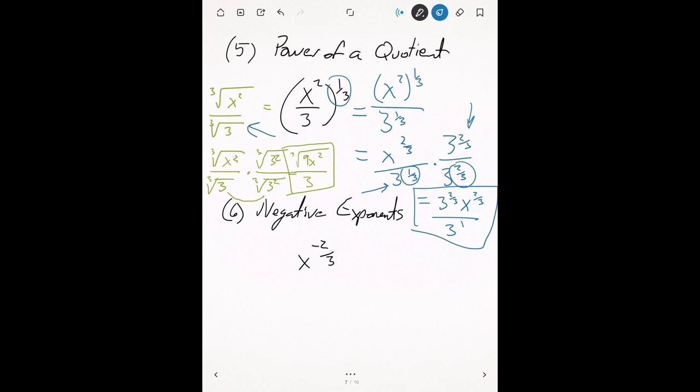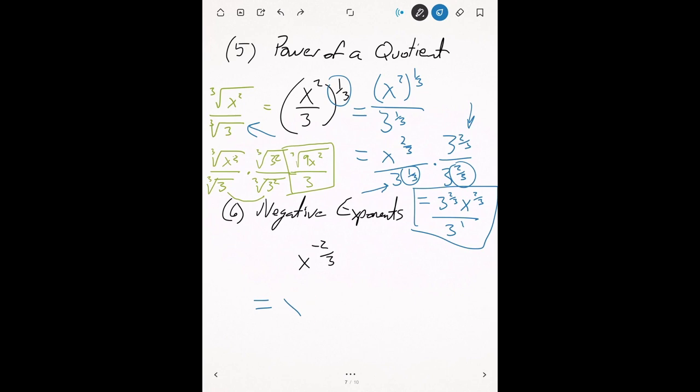Okay, now let's chat about negative exponents. What do we do when we have a negative exponent? So I have x to the negative 2/3. Should that be x to the 1 over 2 times 3 power, because I have a negative 2 on the top of a fraction? Doesn't that mean I move it down? No, it does not. Please make sure you do not do this.